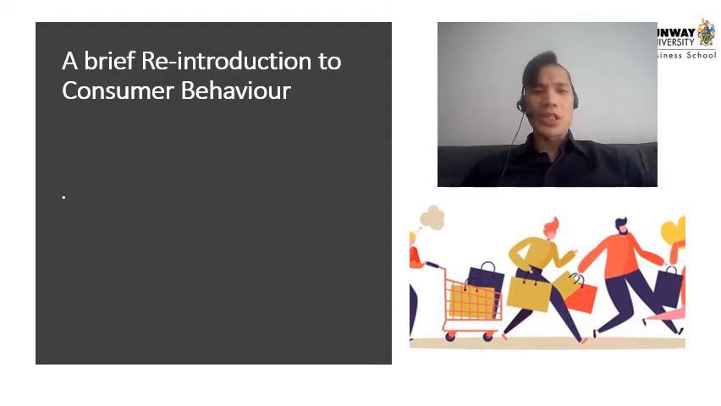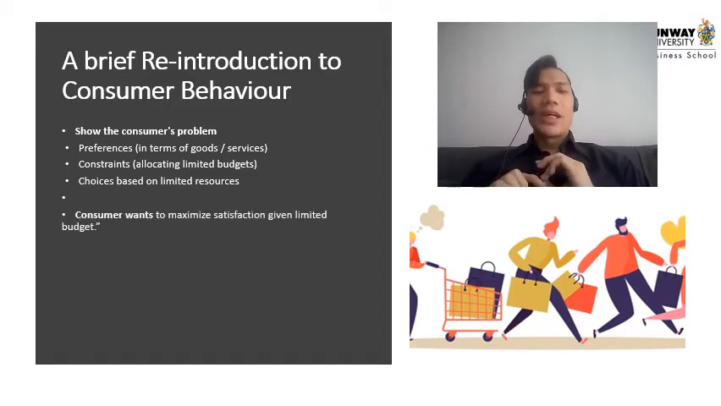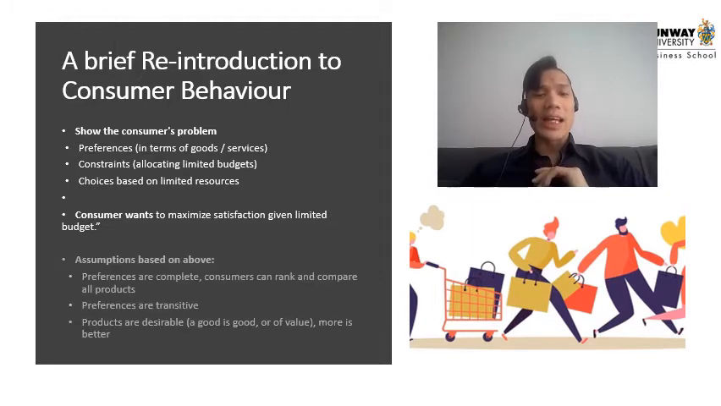Just a brief reintroduction. This is where we show the consumer's problem. Consumer behavior is basically about looking at what consumers prefer in terms of their goods and services. Sometimes it also indicates their constraints, for example their budgets, and how they make choices based on those limited resources that they have. It's basically the consumer wants, and what we want to do is maximize that satisfaction given a limited budget.